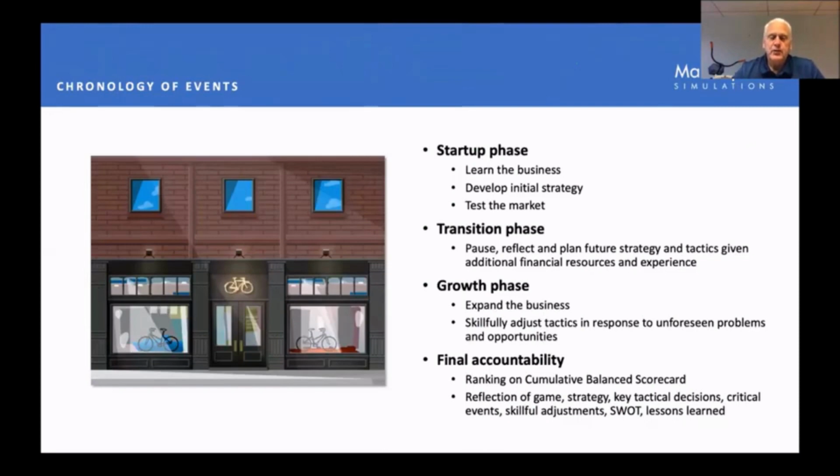So after the startup phase, we traditionally will have a transition phase where I'll ask my students and you to stop and reflect on your experience so far. You now have an idea what the market's like. You have an idea what the competition is like. You have a better sense of what it's going to take. And in this transition phase, we provide additional funding so you can grow the business, invest in new technology, and open up more sales outlets.